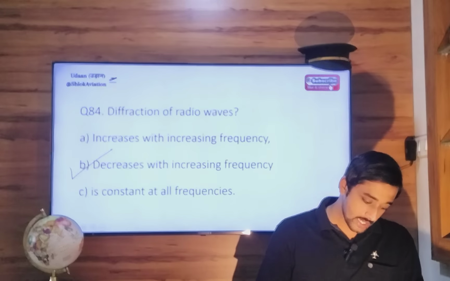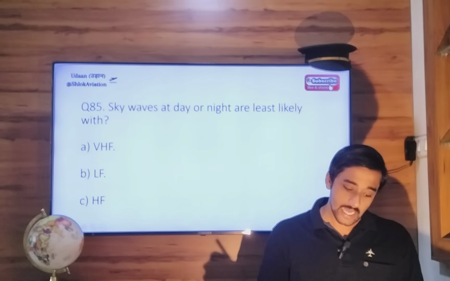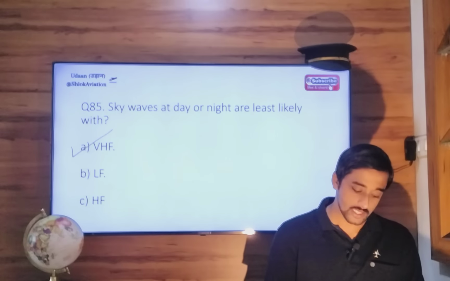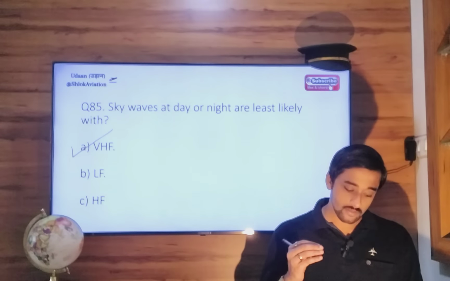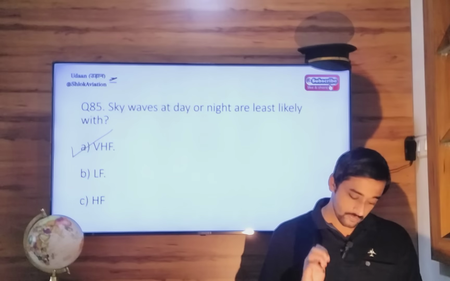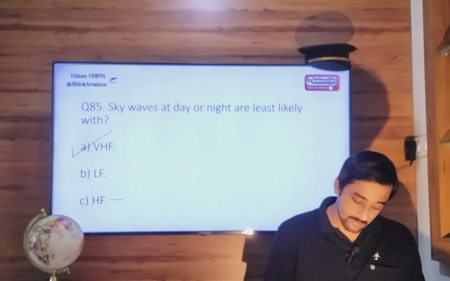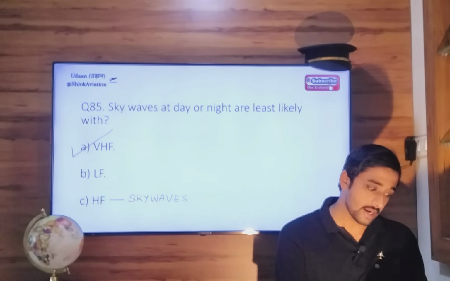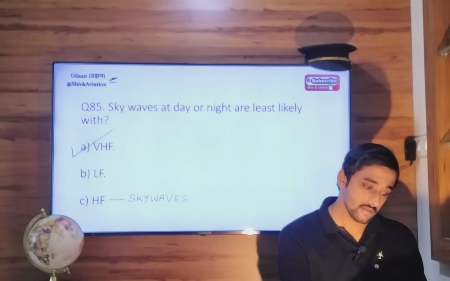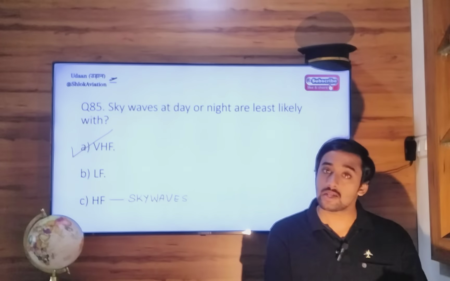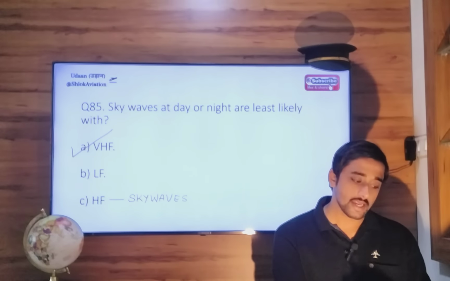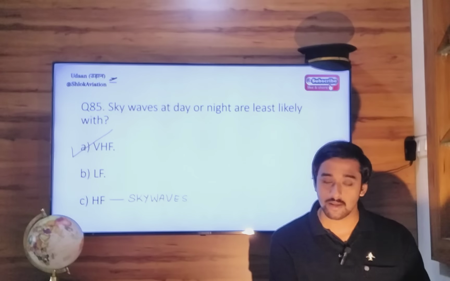So very important point. Sky waves at day or night are least likely with what? Like I said just now, very high frequency. So sky waves are primarily found in the high frequency band. They are the primary means of propagation in the HF band, that is high frequency band, and they can also be used in the medium frequency band.